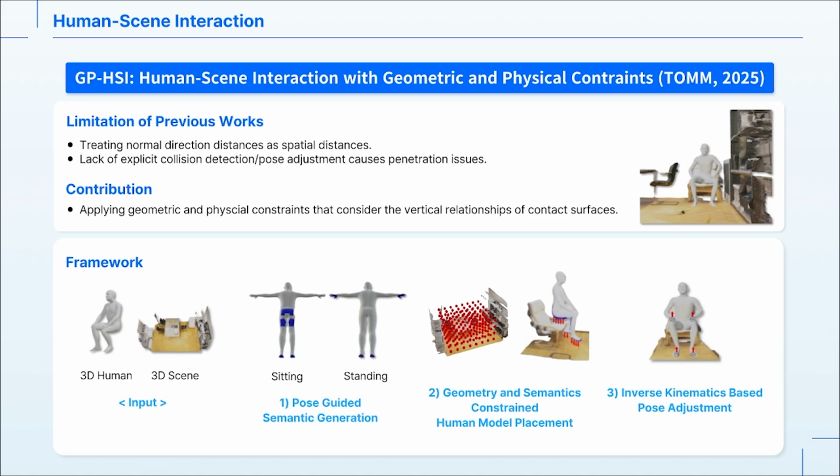The framework includes three main steps. First, it optimizes the semantic levels of the human model through pose-guided semantic generation. Second, it applies geometric and semantic constraints to appropriately place the human model within the scene. Third, it uses an IK-based pose assessment to finely tune the model's pose, enhancing the quality of interaction.